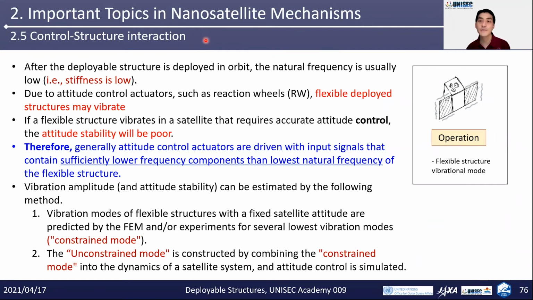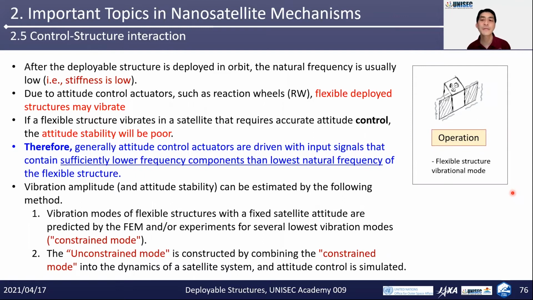The final topic related to the nanosatellite mechanism is an advanced topic. It is about control structure interaction. When you deploy a relatively large and flexible structure, after the deployable structure is deployed in orbit, the natural frequency is usually low. In this case, due to attitude control actuators, such as reaction wheels, a flexible deployed structure may vibrate. If the flexible structure vibrates in a satellite that requires accurate attitude control, attitude stability will be poor.